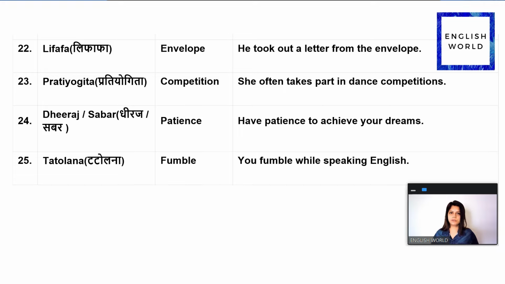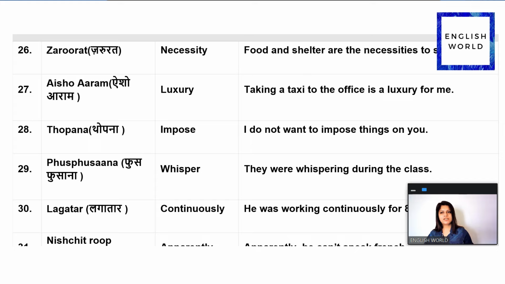Dheeraj or sabr means patience in English. So you will say have patience to achieve your dreams. Dhairya. Dhairya को हम patience बोलते हैं. Have some patience to achieve whatever you want. Next is tatolna. Tatolna is known as fumble in English. You fumble while speaking English. Suppose you meet a person and the person is not speaking fluent English. He is fumbling.